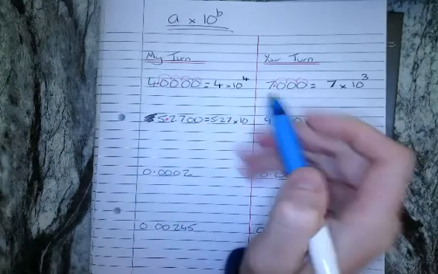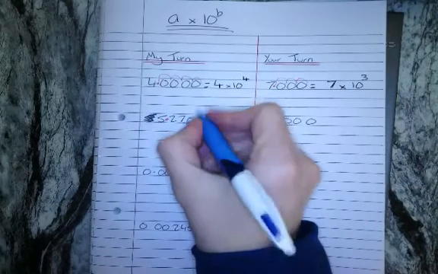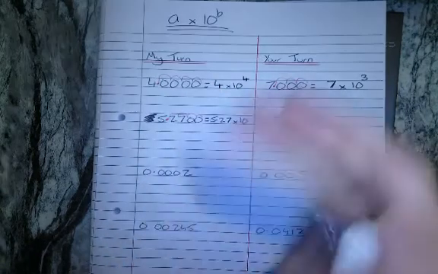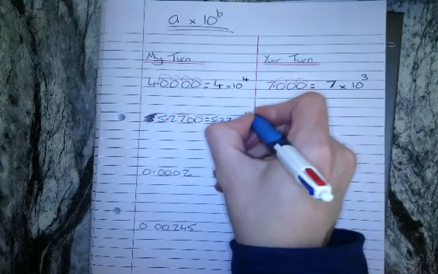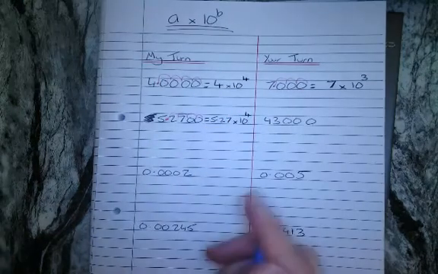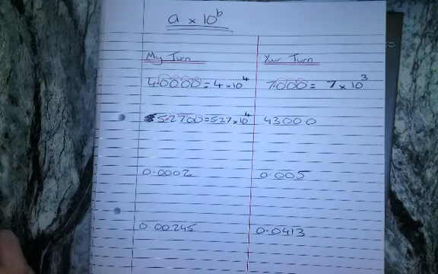Times 10 to the power of 4 again. So 5.27 times 10 to the power of 4. So again, if you'd like to go ahead and pause the video and do the next one, the number 43,000.